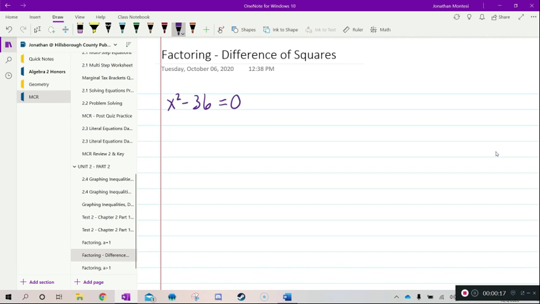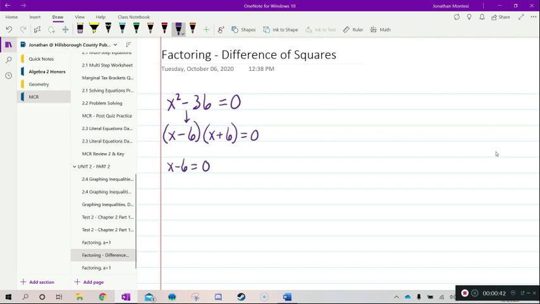Difference of squares states that when you have the difference of two perfect squares, x squared being x times x, 36 being 6 times 6, you can break them apart into their two binomial factors, the only difference between them being a plus and a minus. This works for any difference of two squares. Once you do that, you take them and set them both equal to 0 and solve.